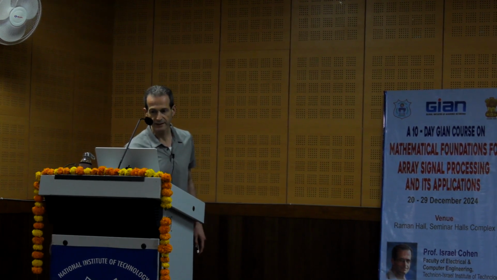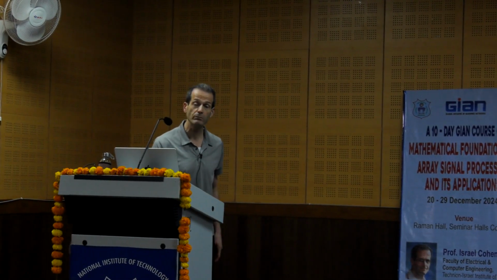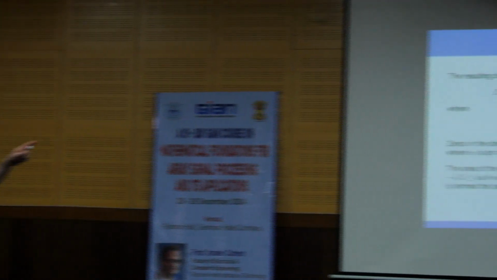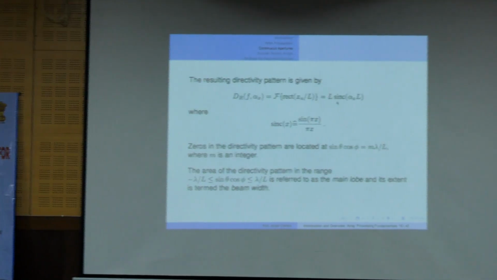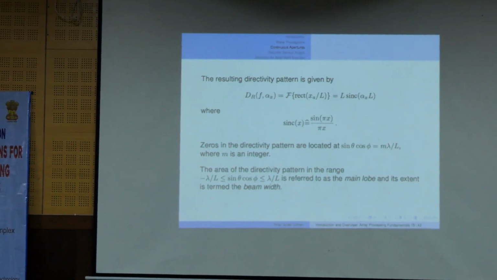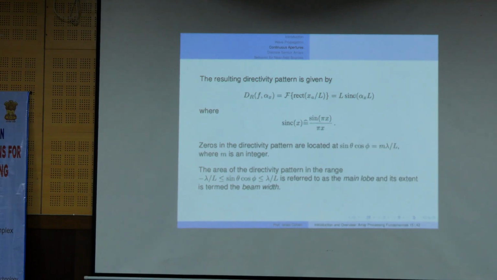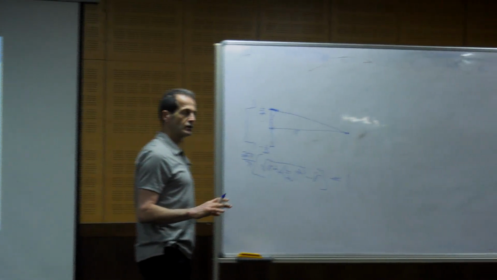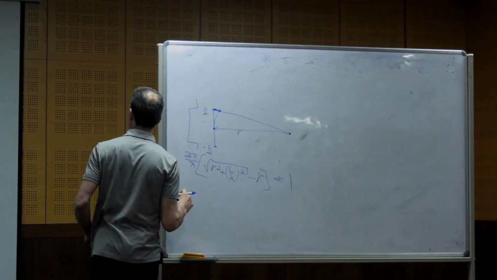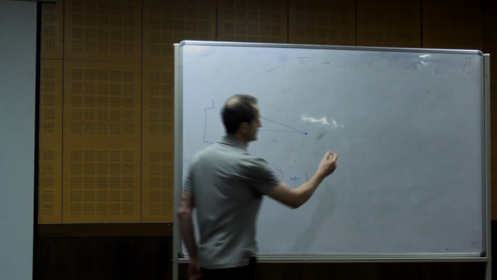So the directivity will be the Fourier transform. In this case, because it's a linear aperture, it's a one-dimensional Fourier transform of the rect function. Something like that, so it looks like a sinc function. The response of the aperture in the Fourier transform of the rect goes like that, and it doesn't depend on the frequency. So the transfer function, the directivity pattern, will be a sinc function.